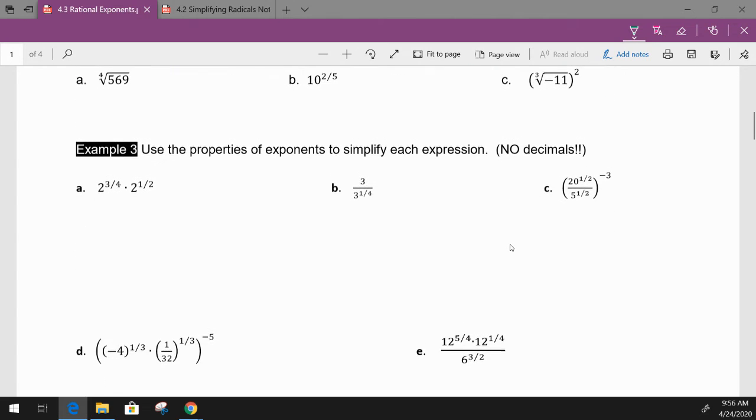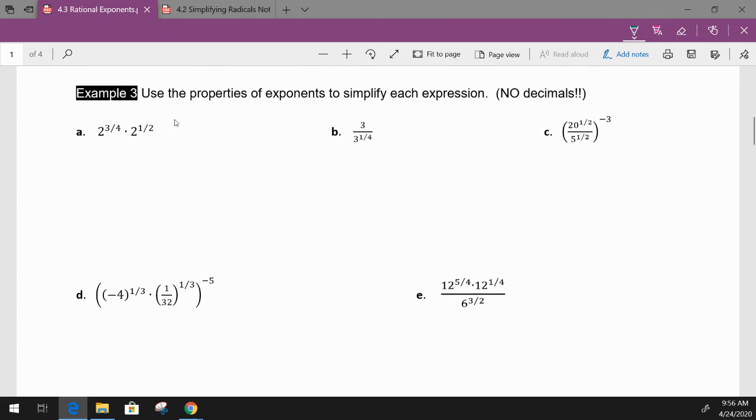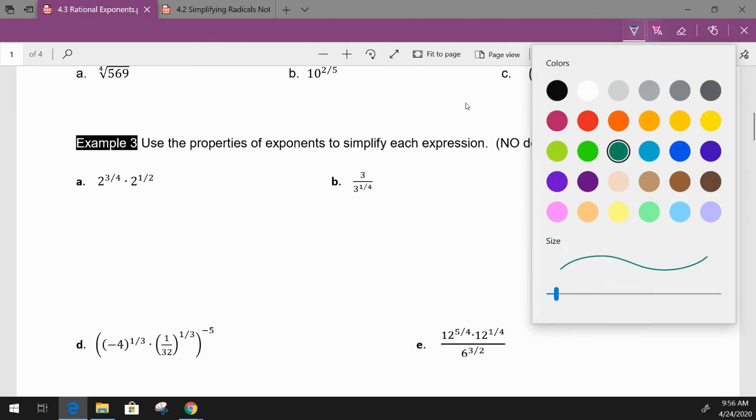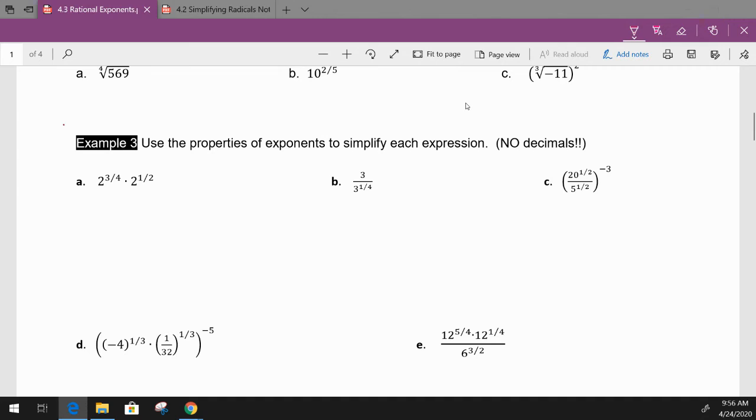So we're going to skip that for now, and we're going to go to this next part where we're going to use the properties of exponents to simplify each expression. Again, your properties of exponents that we looked at before: if you have a to the m times a to the n, it equals a to the m plus n. Even though you are multiplying, when you are multiplying things with the same base, you add the exponents. That's exactly what we have going on here in example A. You have a base of 2, so the bases are the same. You are multiplying, which means the exponents must be added.